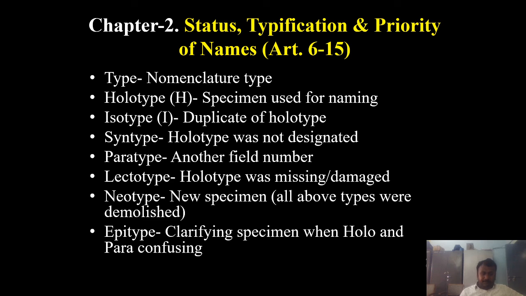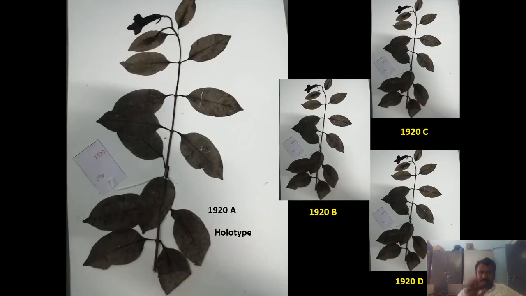And then epitype. Epitype is a type used when there is a confusion between the holotype and paratype. Then if you see, these are the same specimens with A, B, C, D numbers, out of which specimen A, 1920, was used to name a species. Then this specimen is known as holotype. The other three are called isotypes.